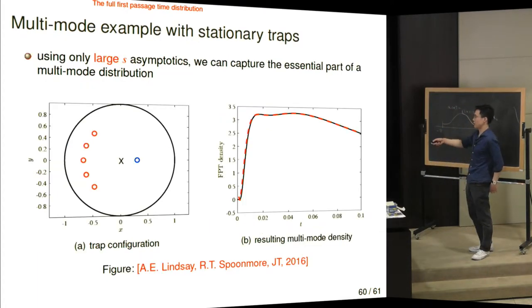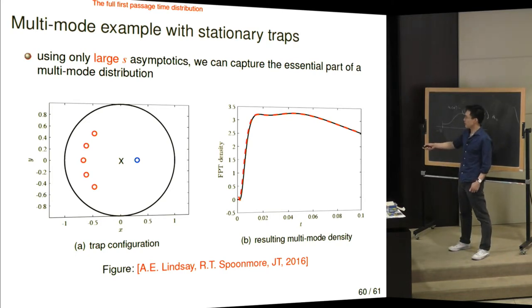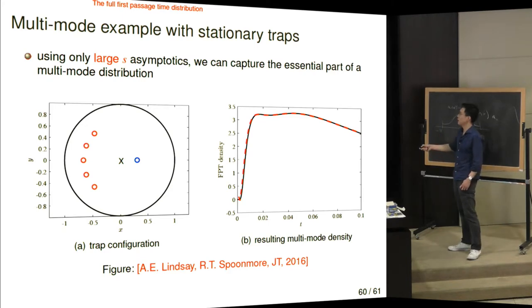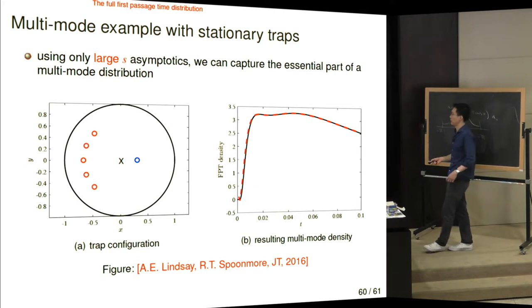We did this for an ellipse, but this is just for a circle. You have a starting location here, a trap here, and then five here. This is what leads to this multimodal distribution. It hits this one first, so this is that peak, and then it hits another one, that peak there. So without any numerics except for that inverse Laplace, we can capture a very important part of this distribution.